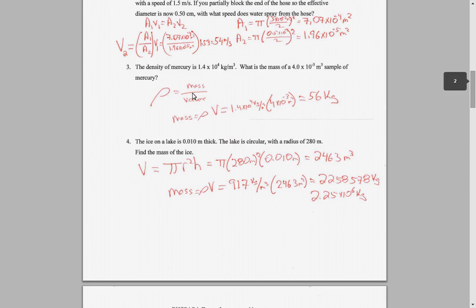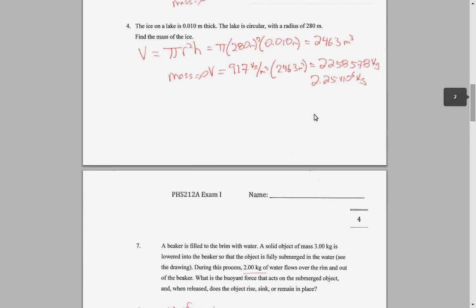All right, density. Density equals mass over volume. So we're given the density, we're given the volume, we're going to solve for the mass. So density equals mass over volume. Mass equals density times volume. Density times volume, didn't even need to convert anything, 56 kilograms.